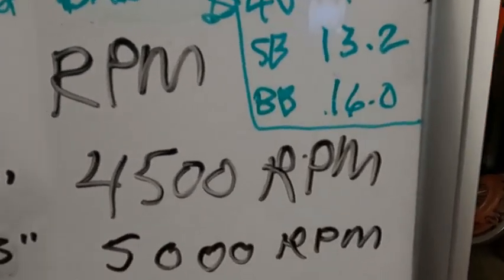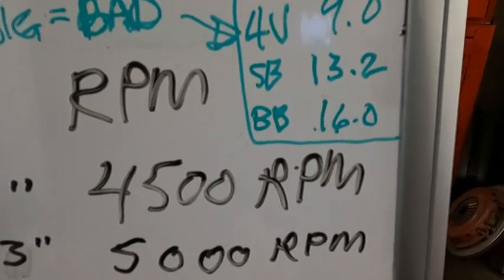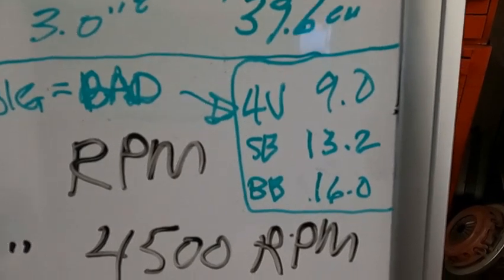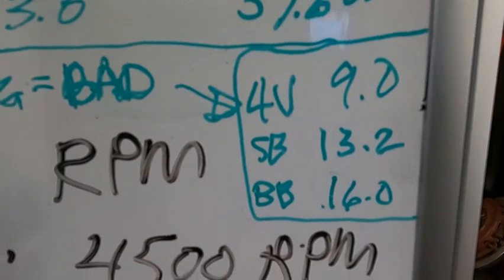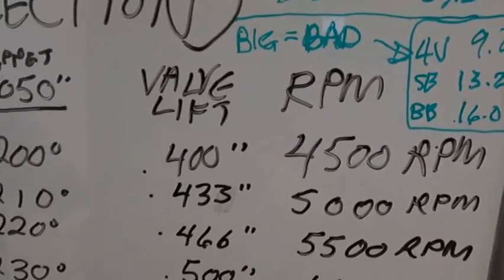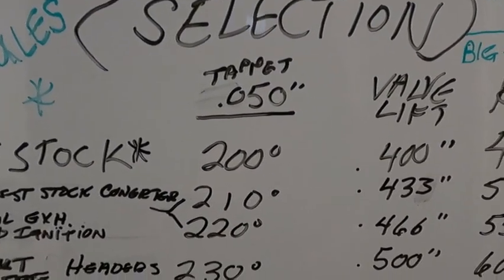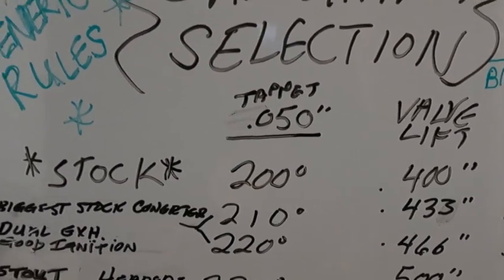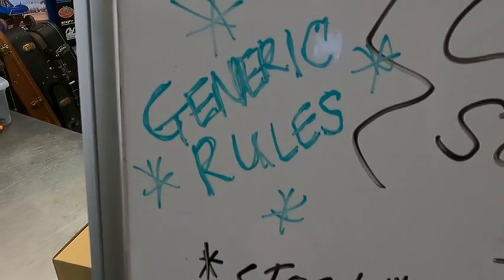So big blocks typically land in the 16 range. A lot of 4 valve engines will fall around the 9.0. So 4 valves usually have more valve area per cubic inch, and they need smaller camshafts to achieve similar RPMs. So diving into it, and remember, these are generic rules.